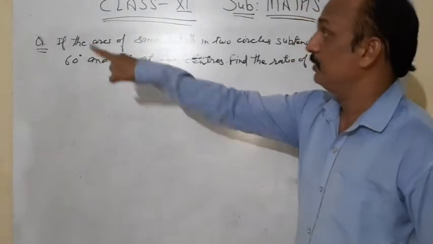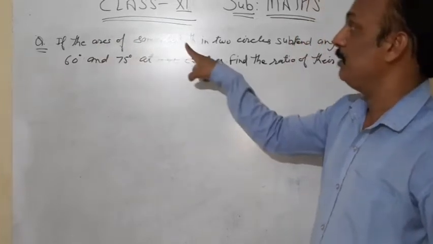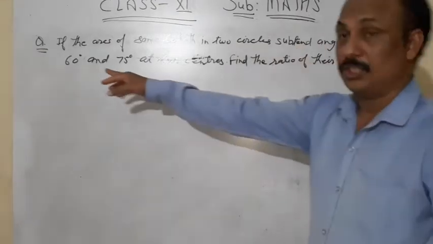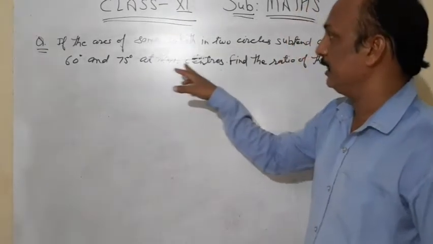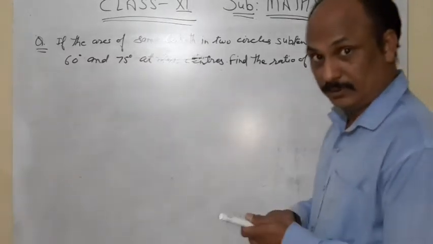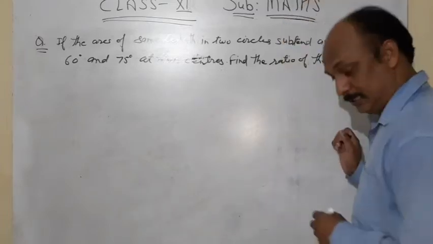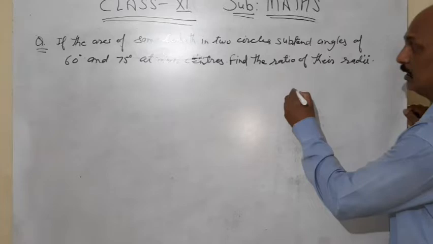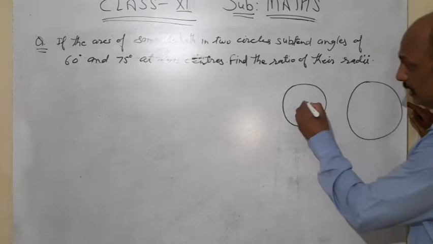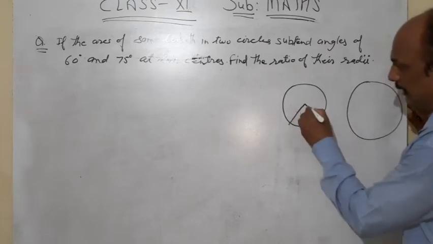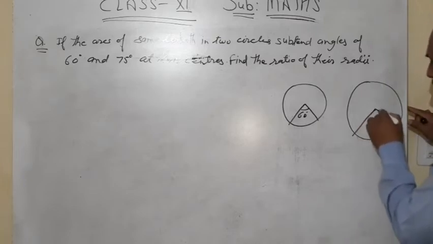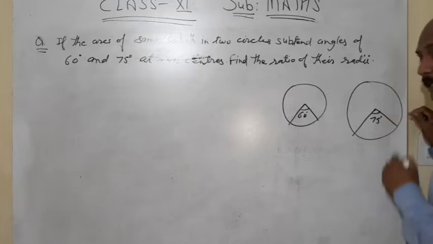The question is: if the arcs of the same length in two circles subtend angles of 60 degree and 75 degree at their centers, then find the ratio of their radii. Okay, what does this mean? Here are two circles, and it is a 60 degree angle and a 75 degree angle.